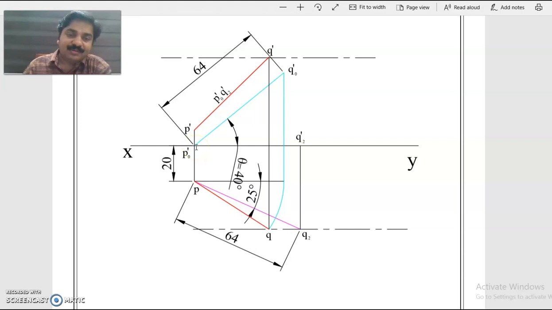First we will locate P, because P is 20 mm in front of VP, so 20 mm below the XY line we will locate P. And the angle phi is given. The angle made by the line with the VP is given, and the true length is given, so we can draw PQ2 equal to the true length 64 mm at an angle of 25 degrees phi. That is given.